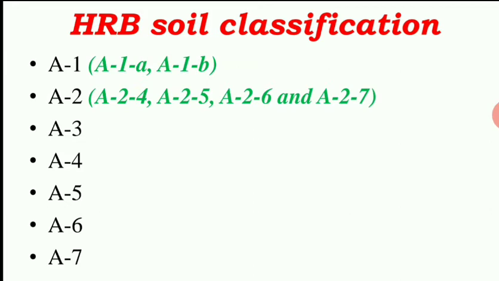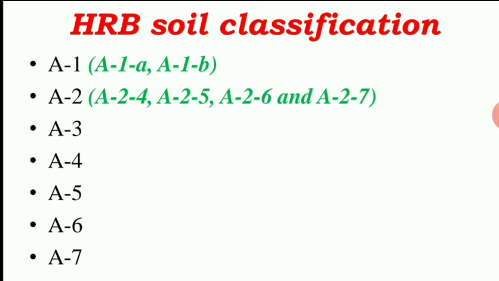Usually these A1 soils are well graded, a mixture of stone fragments, gravel, coarse sand, fine sand and non-plastic or slightly plastic soil binder. The soils of this group are again classified into 2 subgroups, that is A1A and A1B. A1A is predominantly stone fragments or gravels, whereas A1B consists predominantly of coarse sand. And coming to the next one, that is the A2.